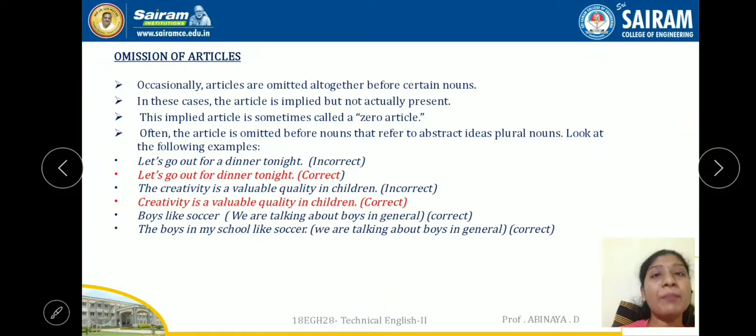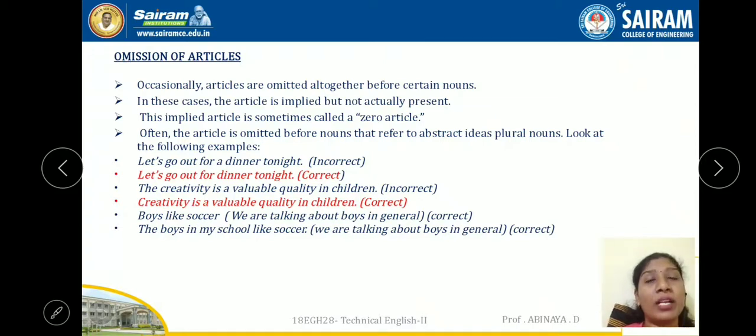Right? So in some places we are omitting articles, we are not using any articles with some of the nouns. So when and where are we going to see that? Occasionally the articles are omitted altogether before certain nouns. In this case the article is implied but not actually present. This implied article is sometimes called the zero article. Often the article is omitted before nouns that refer to abstract ideas and plural nouns. Plural nouns sometimes we use one and sometimes we won't. So when will we see that?